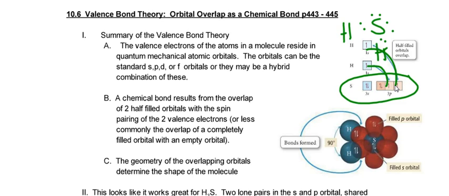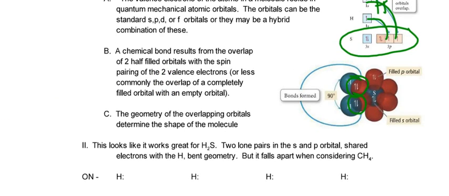This is true. A chemical bond results from the overlap of 2 half-filled orbitals with the spin pairing of the 2 valence electrons, so that they're going in opposite directions. So what we're saying is that this here is the bond between the hydrogen and the sulfur. Notice that the electrons from the sulfur and the hydrogen are going in opposite spins. The geometry of the overlapping orbitals determines the shape of the molecule.